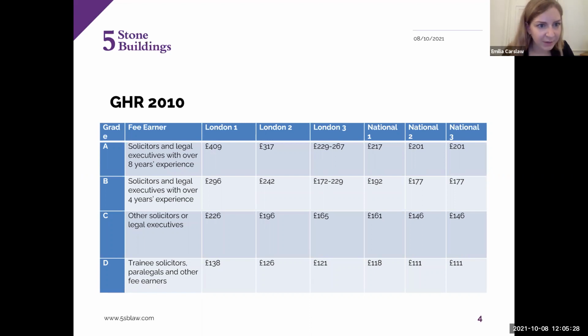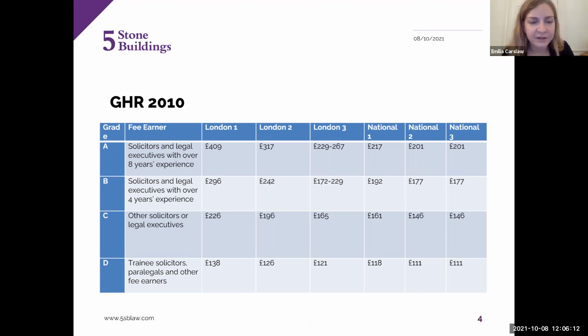So this is what the hourly rates looked like until last week. They were divided by fee earner and also geographical grades as well. So grade A, solicitors and legal executives with over 8 years experience, B, over 4 years experience, C, other, or D, trainee solicitors, paralegals and other fee earners. They are also divided into 3 separate London grades and 3 separate national grades. You can see National 2 and National 3 are the same.